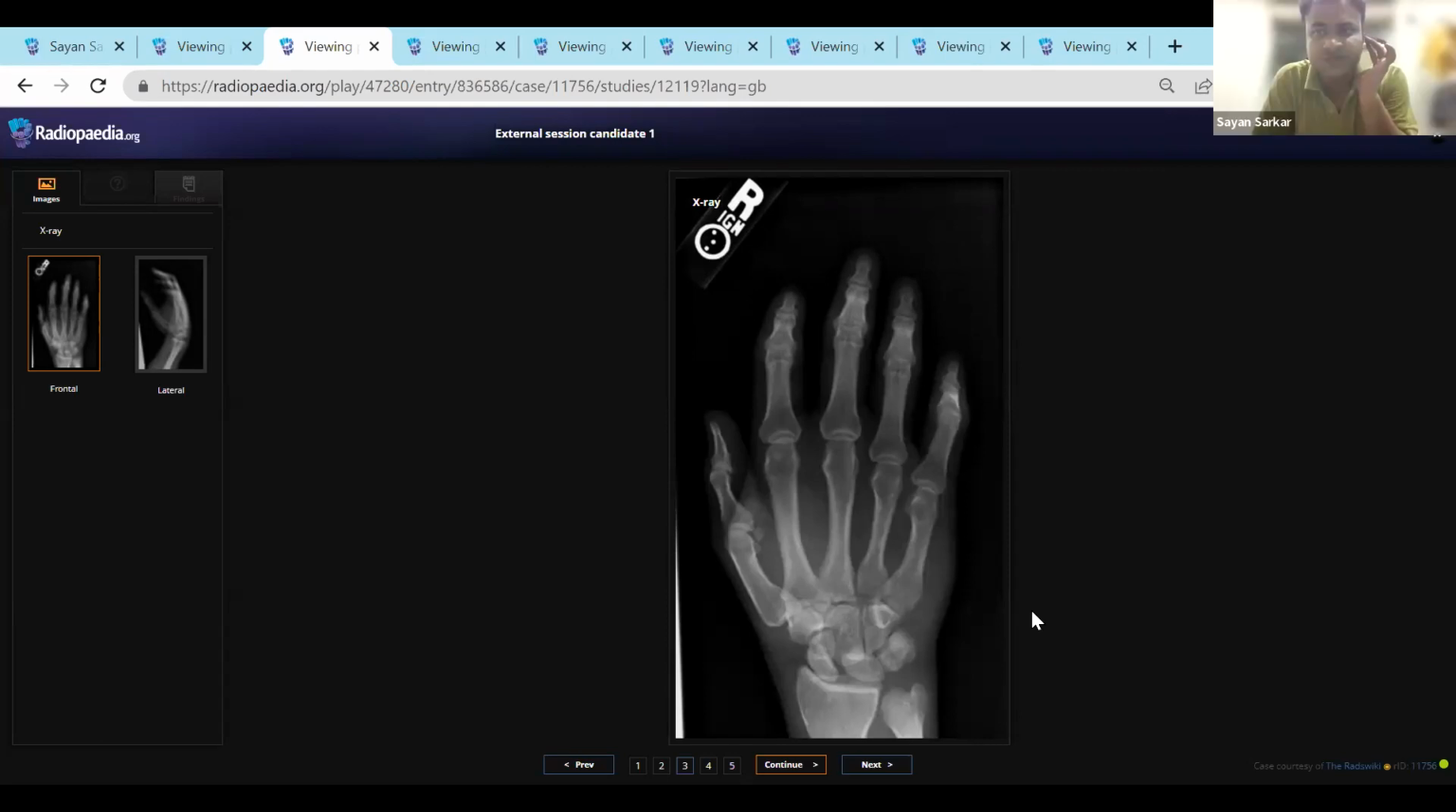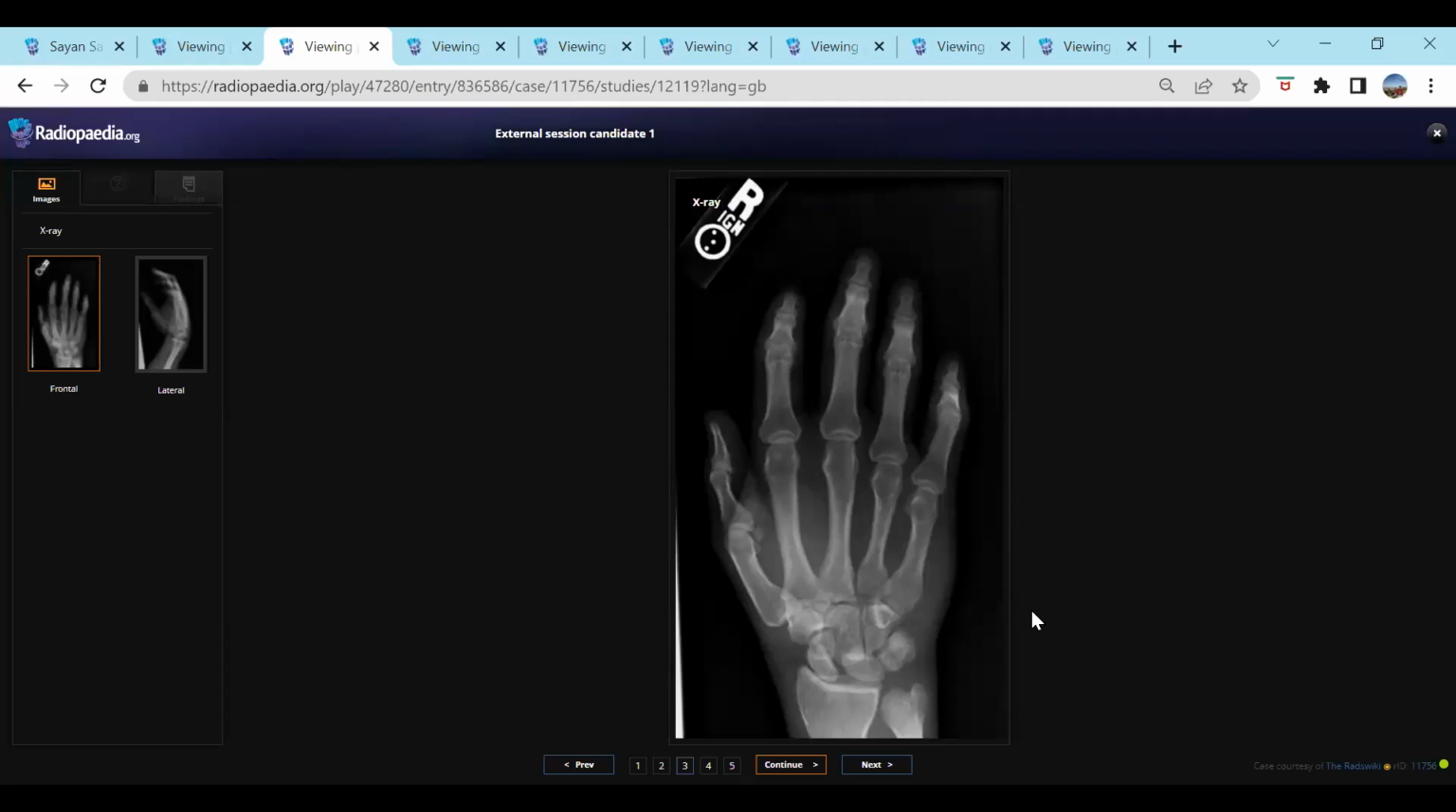So what is the expected gap between the scaphoid and the lunate to call it a scapholunate dislocation? What is the cutoff? Greater than 3 mm, I think. Yeah, 4 mm is safer. Do you think this is more than 4 mm? Yeah, there is a gap, I admit that. Anything else you can think of?